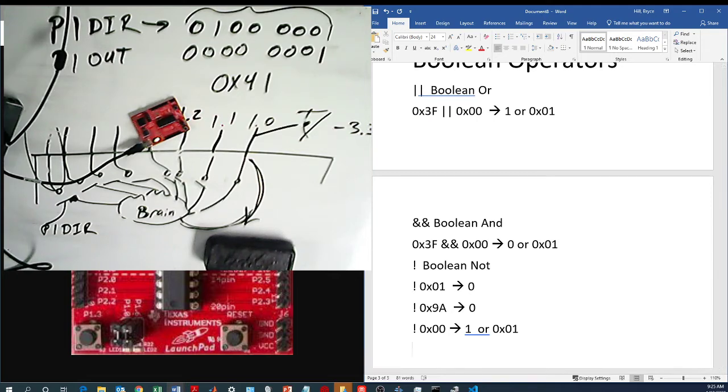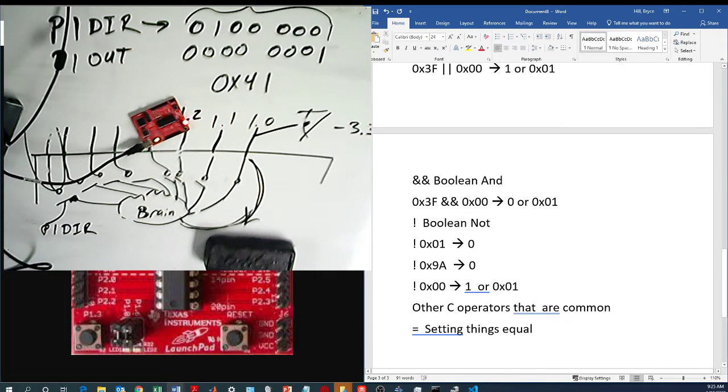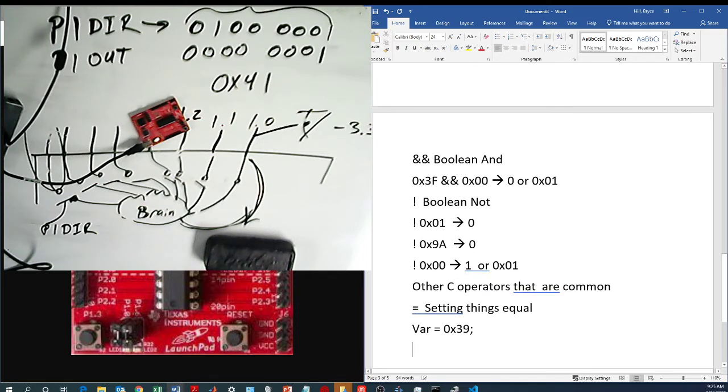Let's go back and do other C operators that are common. Okay, equals. This is setting things equal. If I have a variable var, I'm going to be original, var equals 0x39, it's going to set var equal to 0x39.